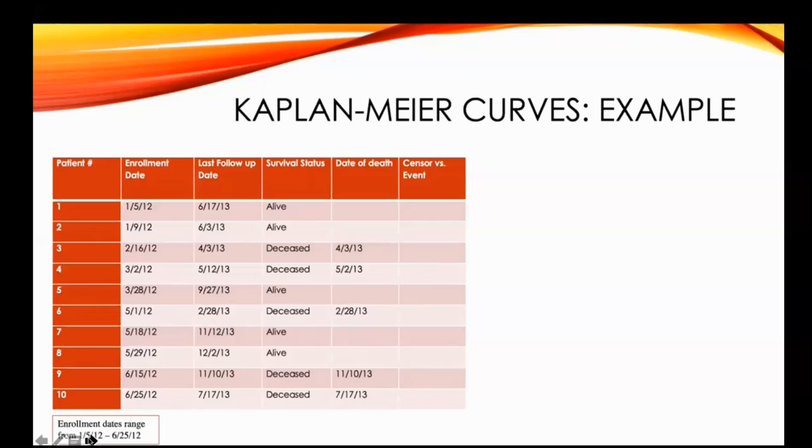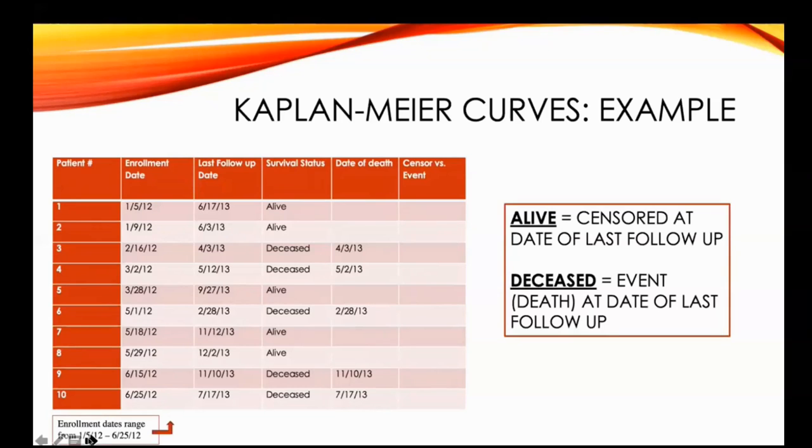I just want to point out that the enrollment dates range from January 2012 to June 2012. So here we see patients are enrolled over time, not all at the same time, as previously discussed. And just to clarify, alive means censored at date of last follow-up, and deceased means that they've had the event of death at the date of last follow-up. So I'm going to give you a moment to fill in your worksheet the censor versus event column.